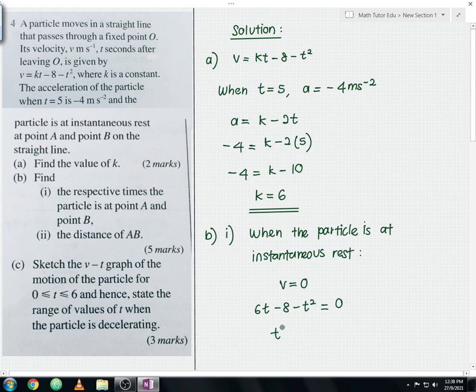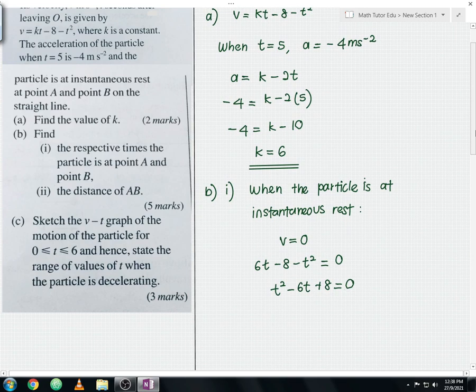So from here you will get t square minus 6t plus 8 equals to 0. Okay, as you can see here we are forming a quadratic equation. So let us perform the factorization for this. So from here you get (t minus 2)(t minus 4) equals to 0.